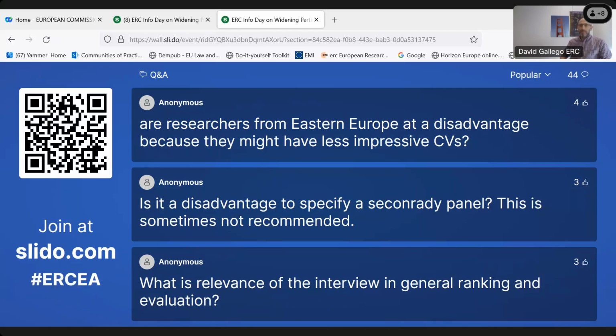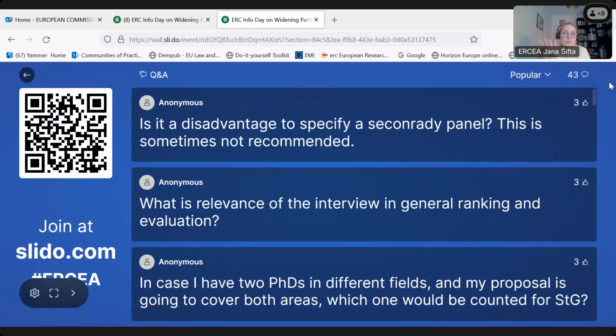Jana, I come to you. Are researchers from Eastern Europe at a disadvantage because they may have less impressive CVs? Oh la la, what a question. No, because you can make your CV impressive. In recent years, the format of the CV has become more narrative. So you have sections and space there to stress something in the field in which you are really unique and super successful, like you started your own course in a university, or you started a research program, or helped in community development or something like that.